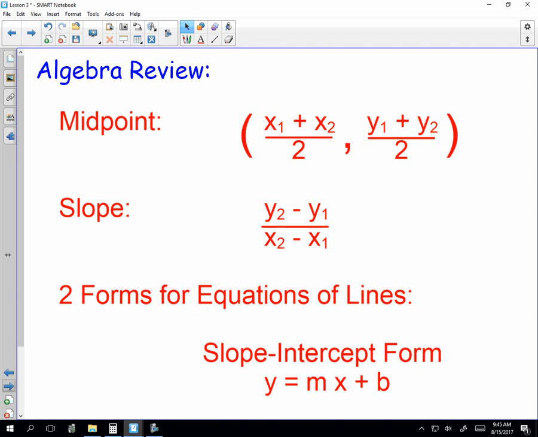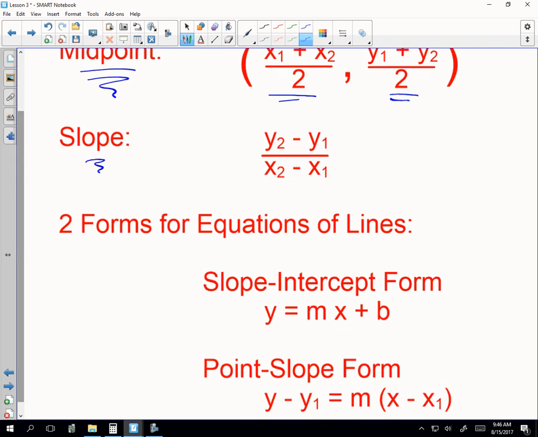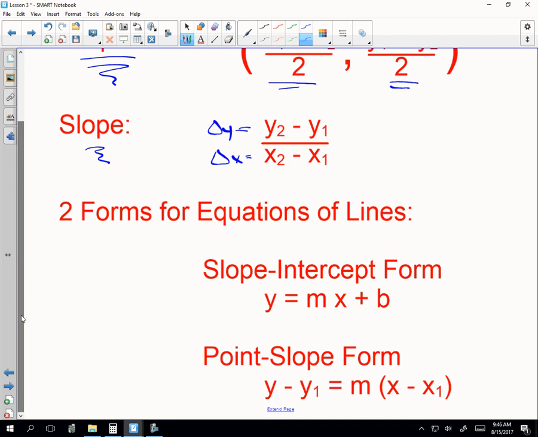So now, some algebra review here. Things that we're going to have to do in this lesson is we're going to have to find the midpoint of two values, and that's just the average of the x's, average of the y's gives us the midpoint. We're going to have to find a slope. Slope is the change in y over the change in x. It could be y2 minus y1 over x2 minus x1, or we could have those flipped around. The important part is that you subtract y's on top and the corresponding x's on the bottom.